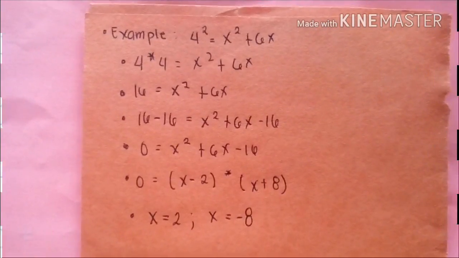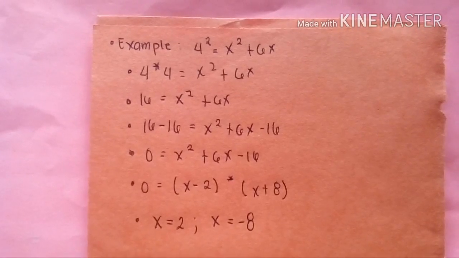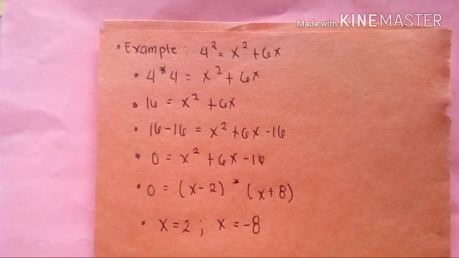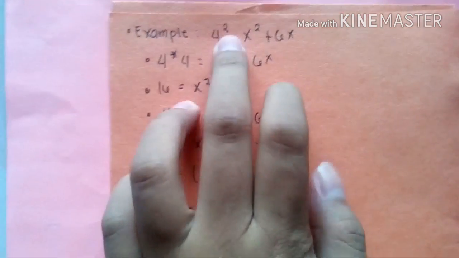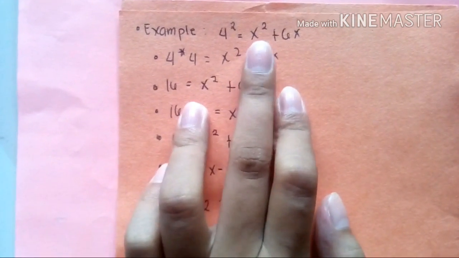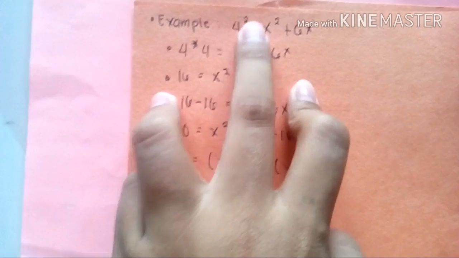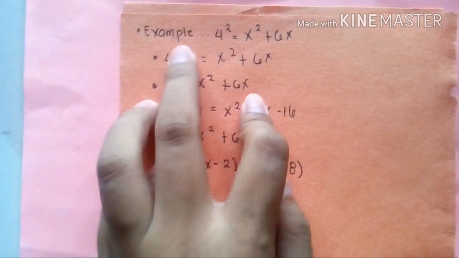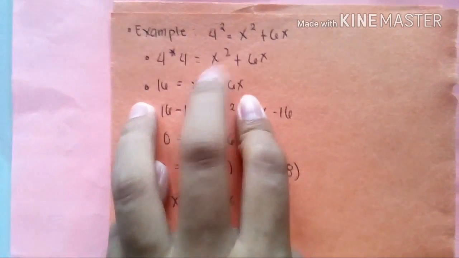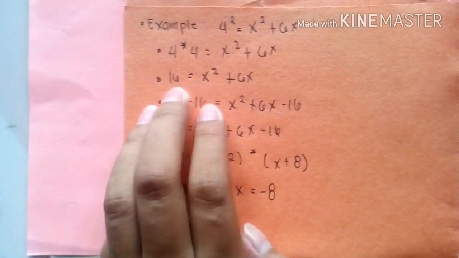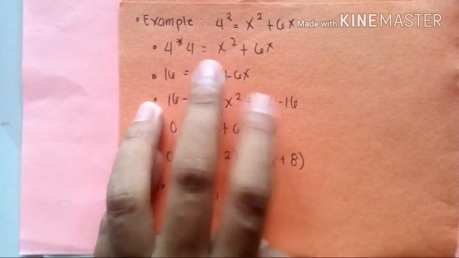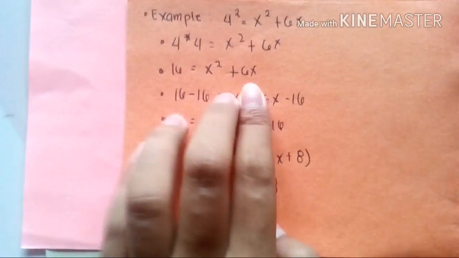Then after that, solve for x. Use your knowledge of exponential equations to solve for x as you usually would. Sample. 4 squared equals x squared plus 6x. 4 squared is also written as 4 times 4 equals x squared plus 6x. 4 times 4 is equal to 16, so 16 equals x squared plus 6x.